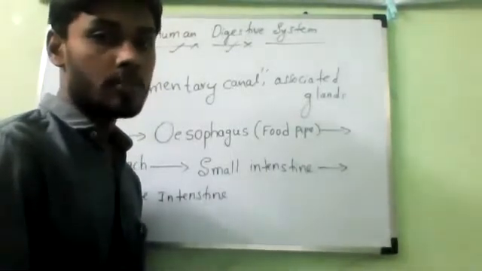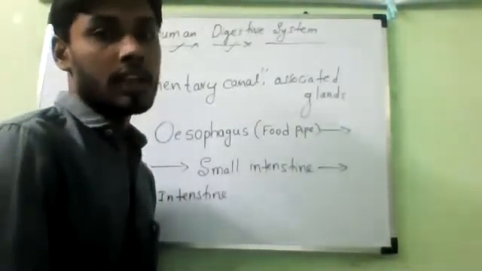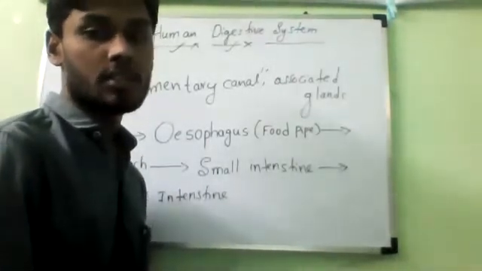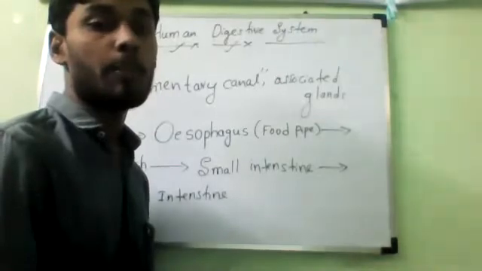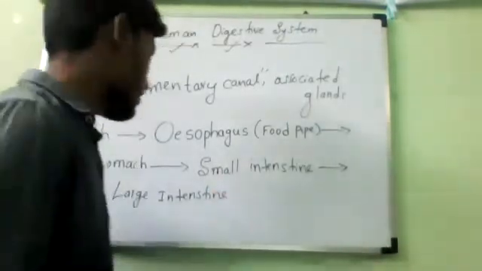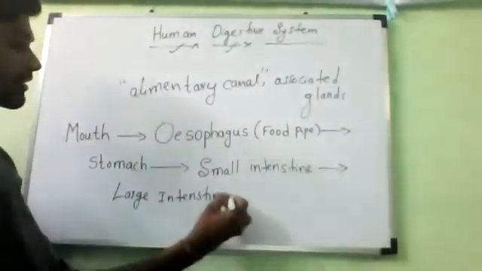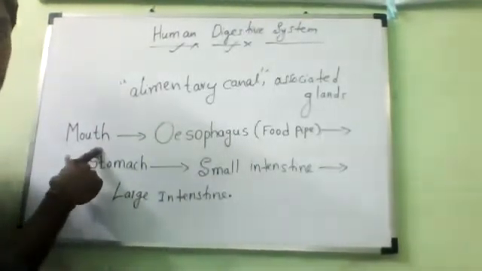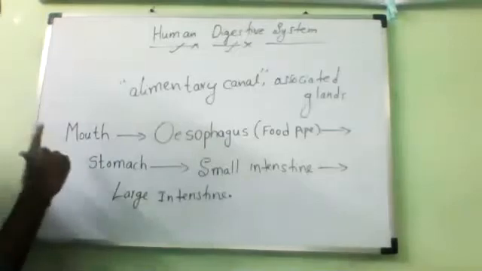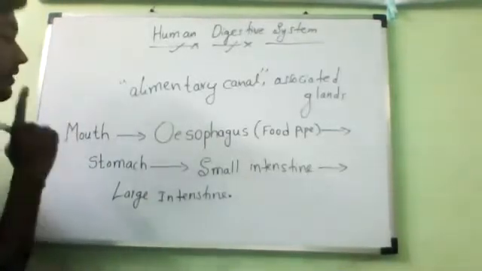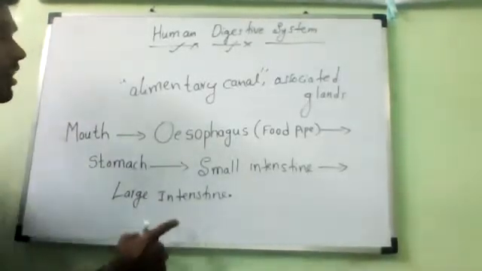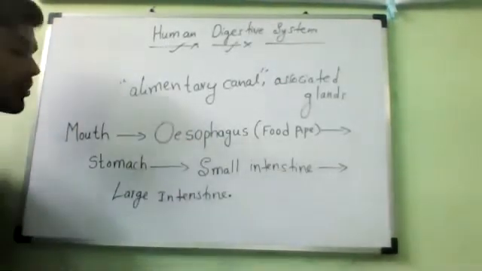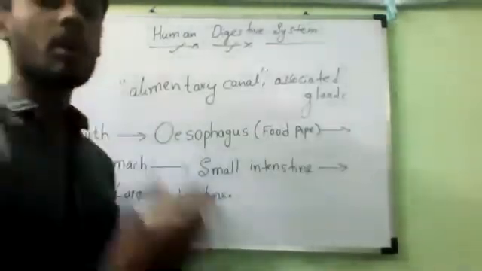Now, the glands which are associated with the human digestive system form a part of it. This is the sequence of the various organs of the human digestive system, from the mouth to the large intestine. As well as that, can you say the glands? They start with the mouth now.